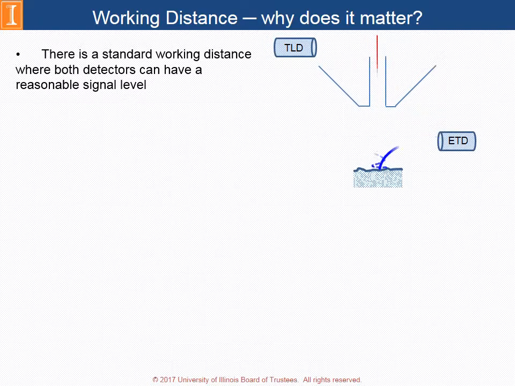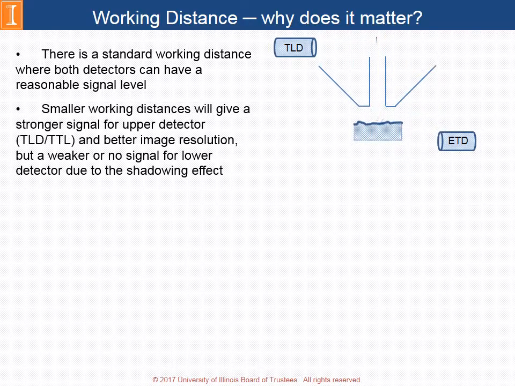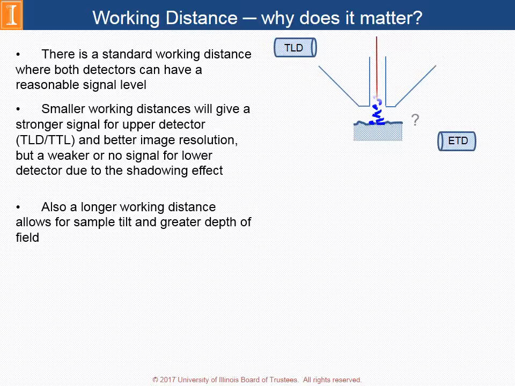There is a standard working distance where both detectors can have a reasonable signal level. A smaller working distance will give a stronger signal for the through the lens detector, the upper detector, and a better image resolution, but a much weaker or even no signal for the lower detector due to the shadowing effect. A longer working distance gives a stronger signal for the lower detector. It also allows more room for sample tilt and greater depth of focus.